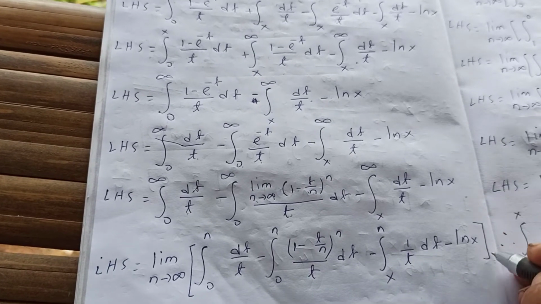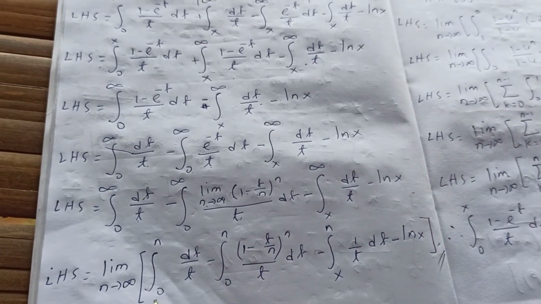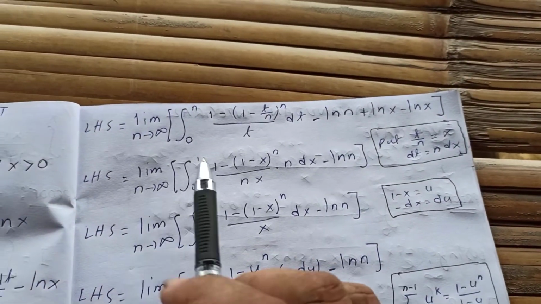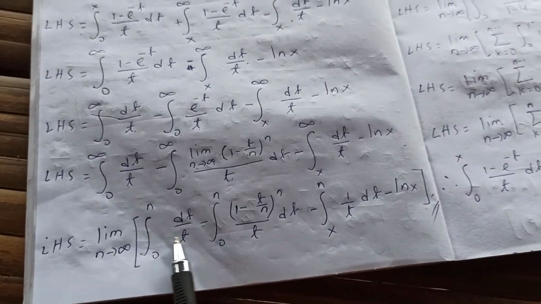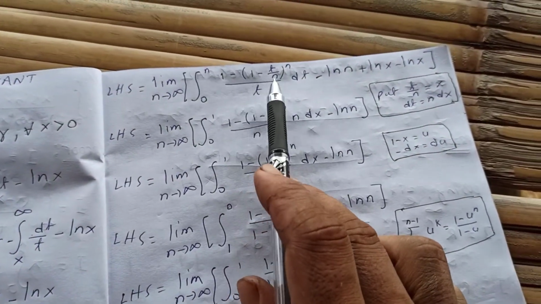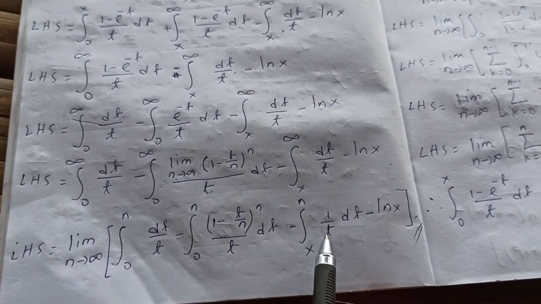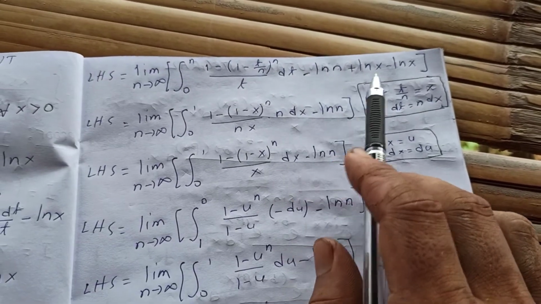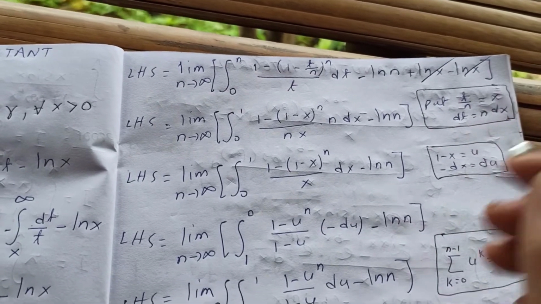Now, next page, we are going to combine these two again. The left hand side is nothing but the limit as n tends to infinity, combining these two, of (1 minus (1 minus t by n) to the power n) upon t dt, minus, for the integration of 1 over t, which is nothing but log t from x to n, negative log n plus log x, minus log x. Now these two can get cancelled out.